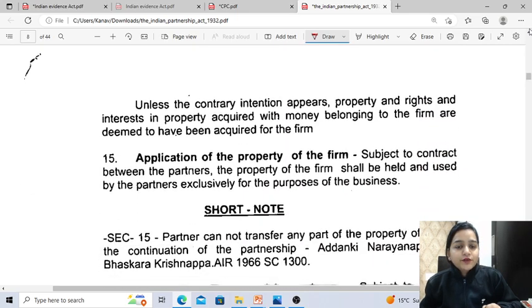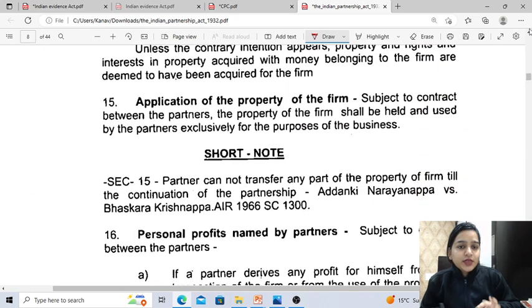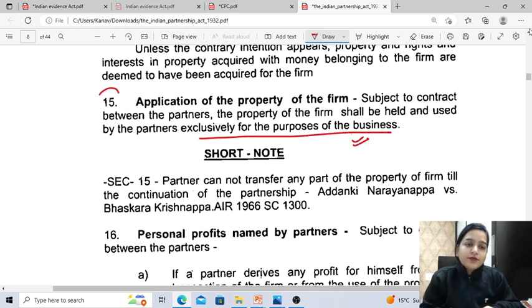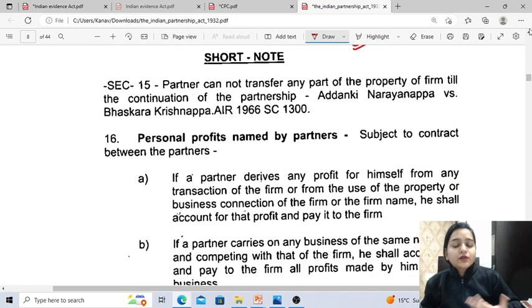The property of the firm shall be used exclusively for the purposes of the business. The property of the firm, so exclusively, can be used only for the purpose of the business of the firm. If any partner derives any profit for himself, for his personal benefit, from any transaction of the firm or from the use of the property or the business connection of the firm or the firm name, then he shall account for that profit and pay it to the firm.